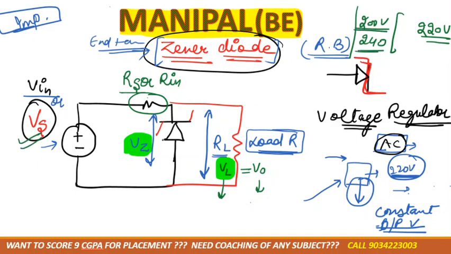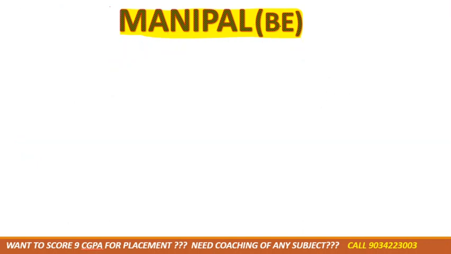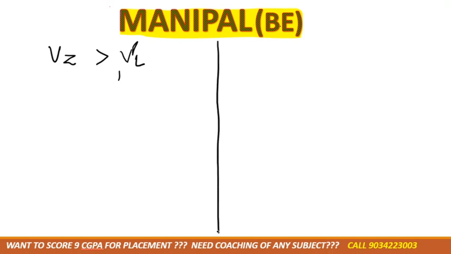If the supply voltage is less, then accordingly the zener voltage is also less. From that, we are dividing this question into two categories. Maybe the zener voltage must be greater than the load voltage, and maybe the zener voltage must be less than the load voltage. There are two possibilities: Vz must be greater than VL, or Vz must be less than VL. So let's draw the diagram.